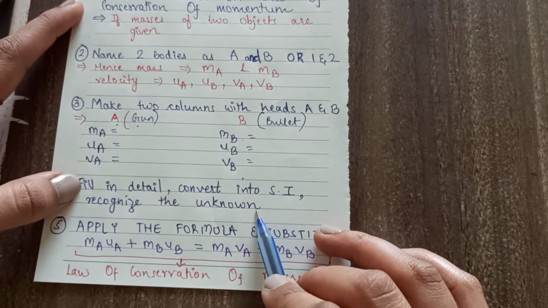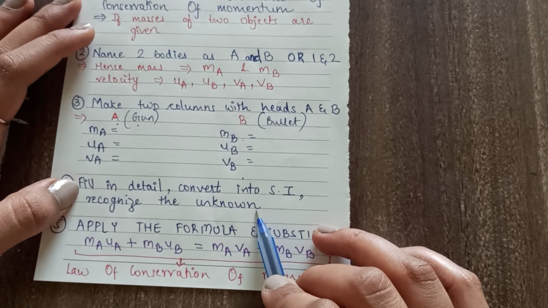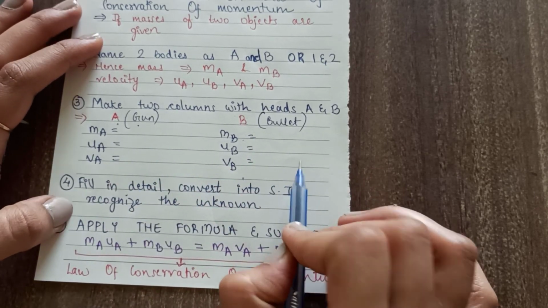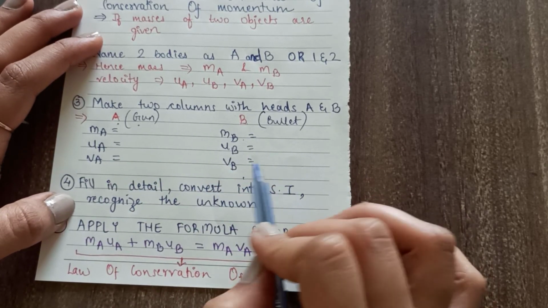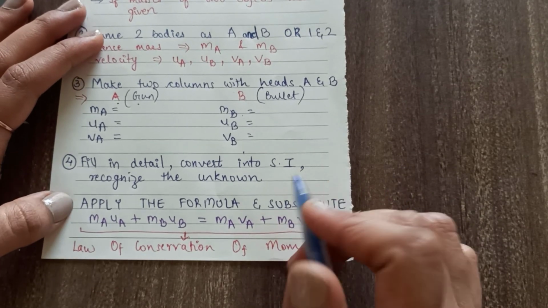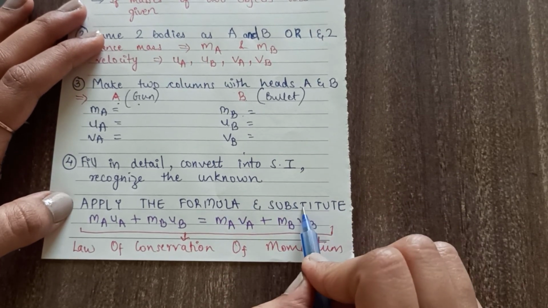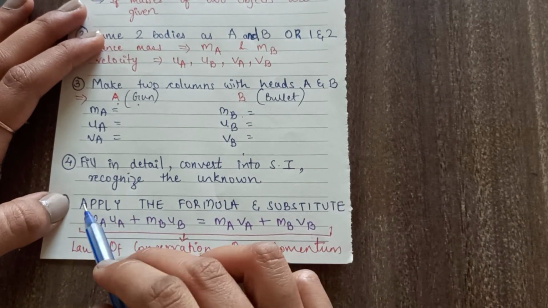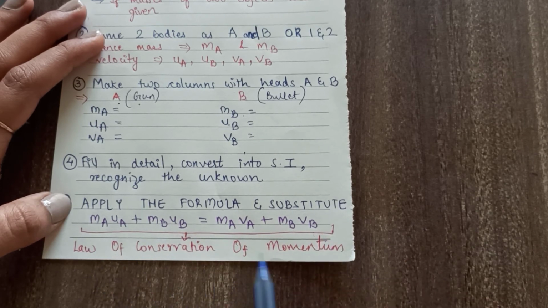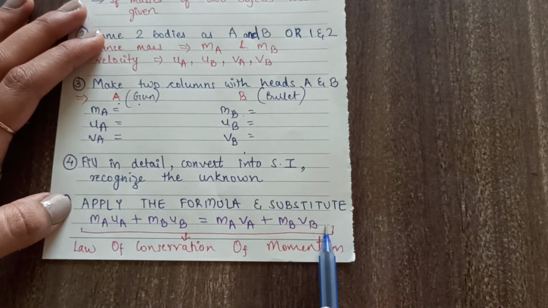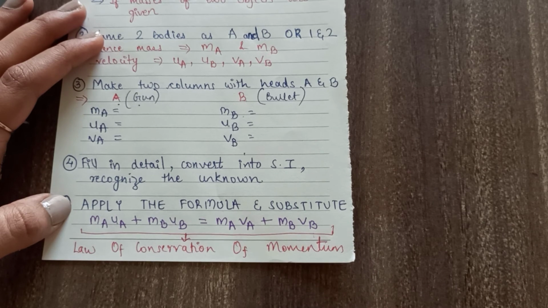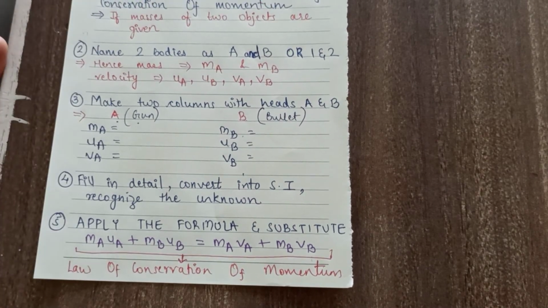Then recognize what is unknown to be calculated. Fill in all the details here, convert into SI, recognize the unknown whatever is to be calculated, apply the formula and then substitute the value and solve it. So when you apply the formula, you will have to write that according to law of conservation of momentum, then the formula, and then you will get your answer. So students, I think I have given you a very easy way to solve this law of conservation of momentum. So don't worry, just get started.